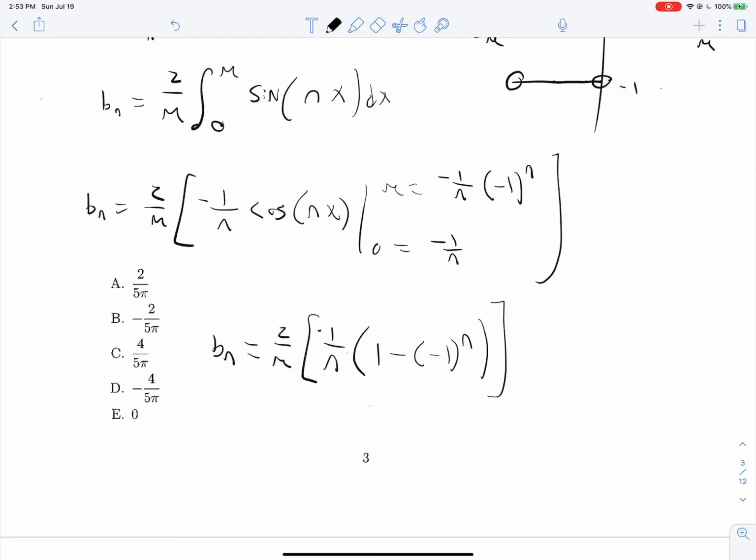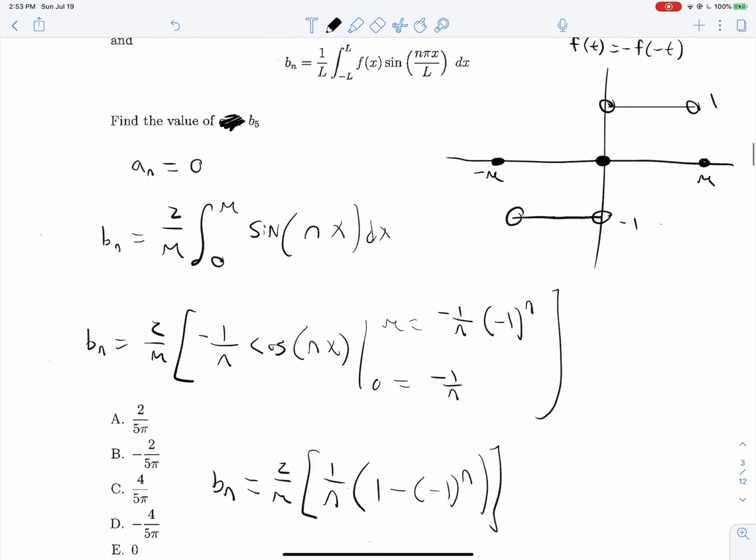You could put a negative sign out here and change these up a little bit, but you're kind of creating a little bit more complexity than you really need with that, making more negative signs. Okay, fine. We have our bn. What can we do now?